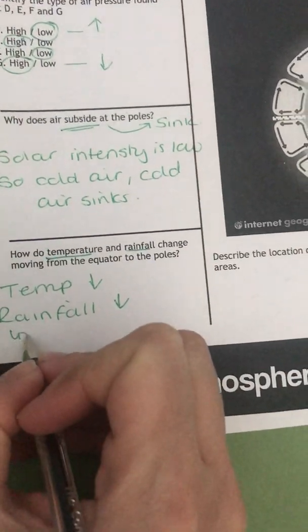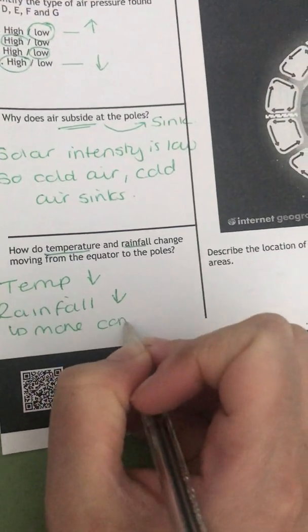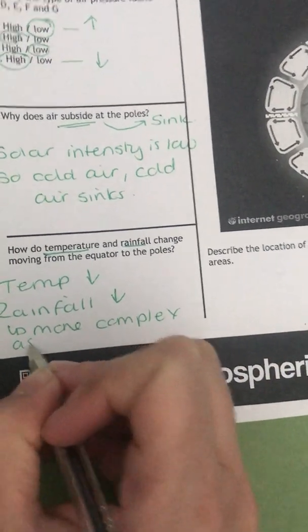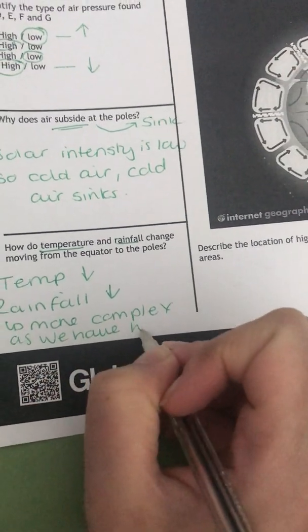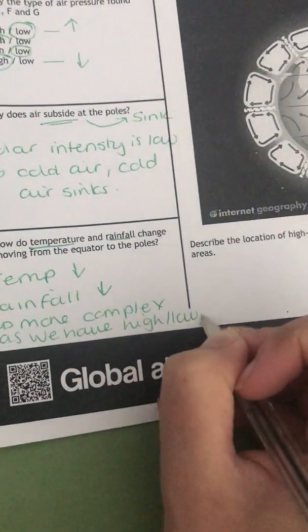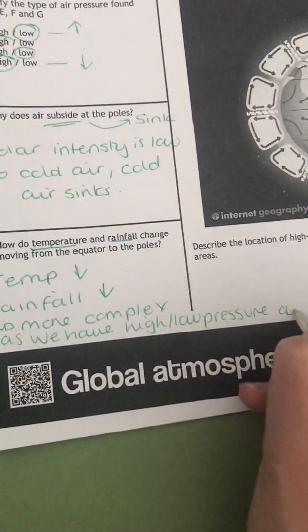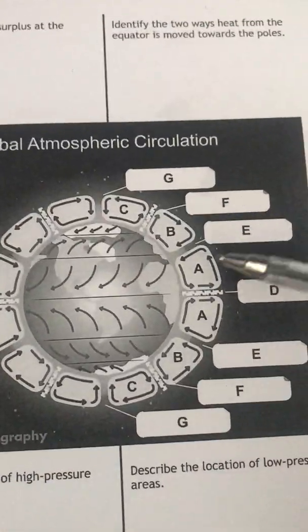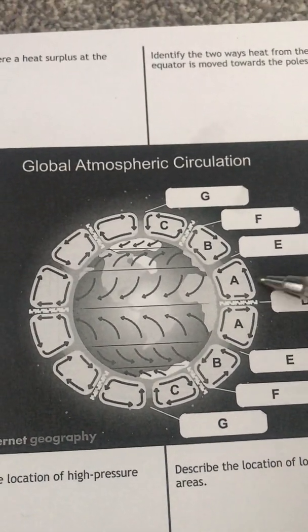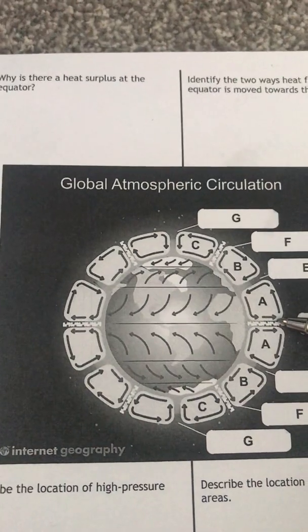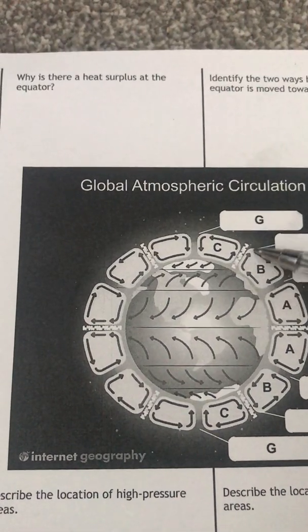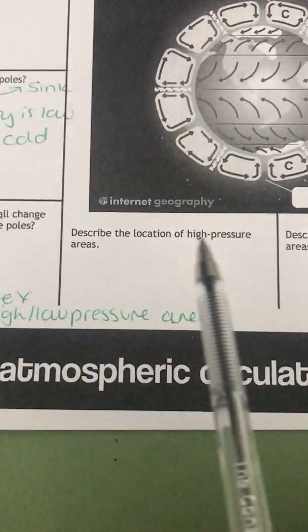The difference is that rainfall is a bit more complex, as we have high, low pressure areas. Okay, so the actual amount of rainfall does decrease from the equator. So this is where you get most of the rainfall. So this is the highest amount of rainfall. Even though you've got rainfall here, it is not as high as here. Okay, so this is the highest, and by the time you get to the poles, it is the lowest. However, it is more complex because it goes high, low, but this is not as high as this, so it does still go down.